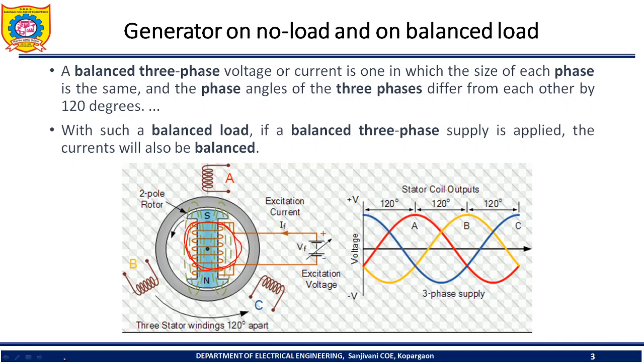This field is cut by the stator winding, or you can say armature winding. So here there is a winding, and this winding cuts the magnetic field which is produced by the rotor winding. And according to Faraday's law of electromagnetic induction, an EMF is induced. As no load is connected, no current will flow, only the whole terminal voltage is applied across the three-phase winding A, B, C.